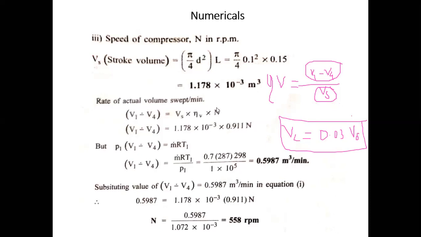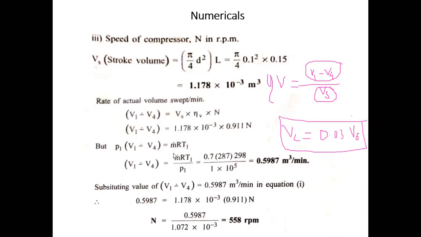I'm considering this as N. Now first of all we have to find out V1 minus V4. For that purpose we apply the ideal gas equation, which gives P1 into V1 minus V4 equal to m dot into R into T1. So V1 minus V4 is m dot into R into T1 upon P1.